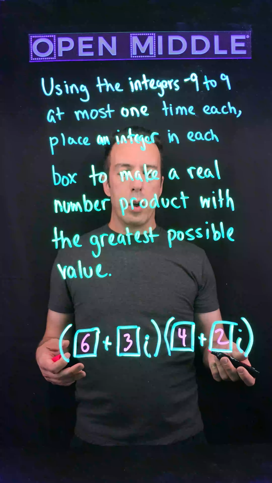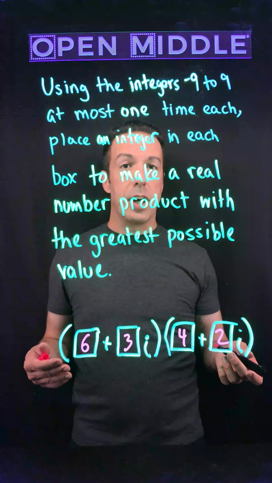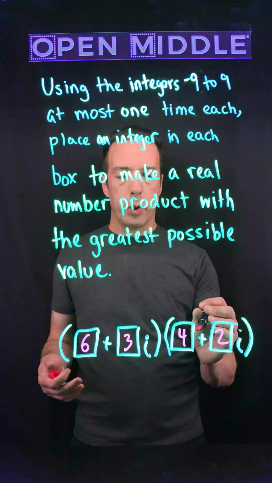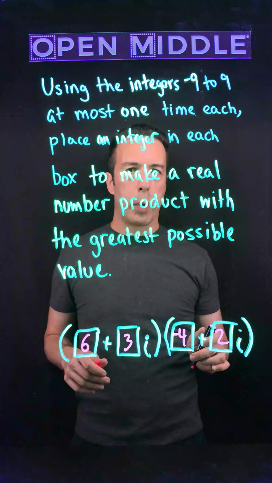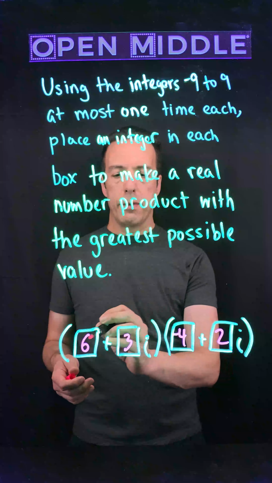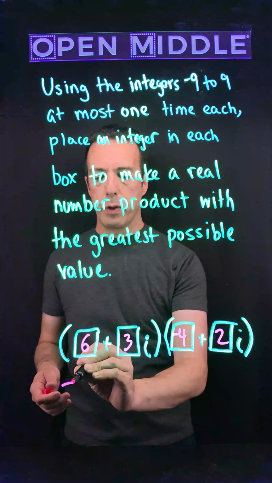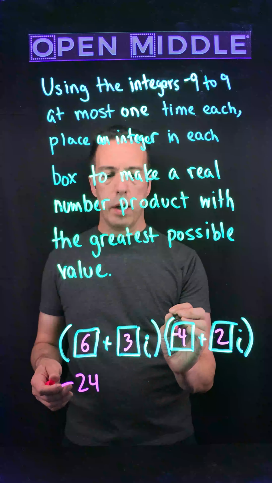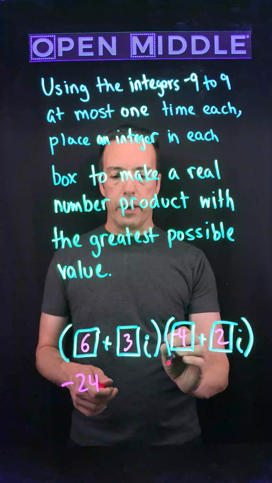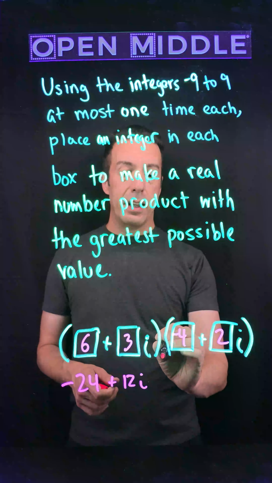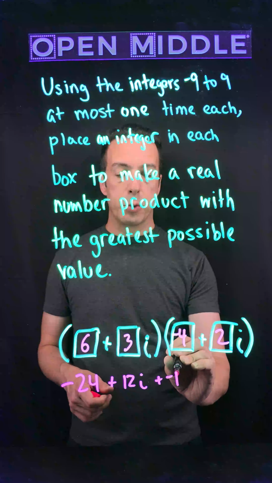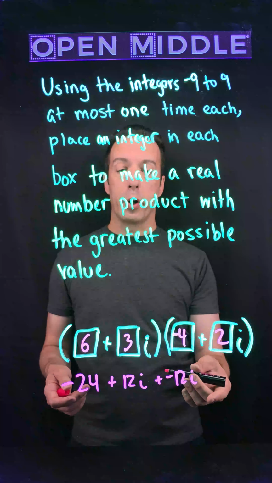Okay, so right now with no negatives, this is not going to work out. But if we were to just put, say, a negative right here, now again, we're ignoring the whole greatest part. But if we do this, the first values here are going to be -24. And then the outside is going to be plus 12i. Inside is going to be plus -12i. And that's where that whole imaginary component goes away.